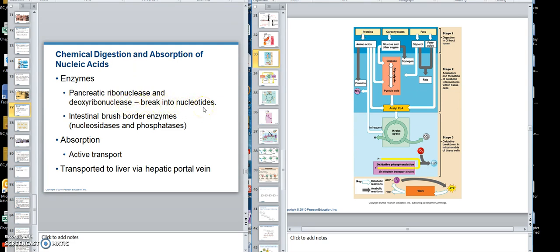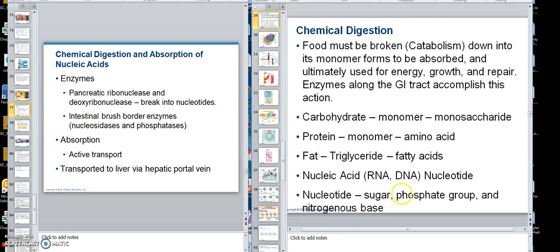Remember, a nucleotide is made up of what? Let's go back here. Nucleotides: a sugar, a phosphate group, and a nitrogenous base. The nucleotide is the monomer. So pancreatic enzymes break it into nucleotides.